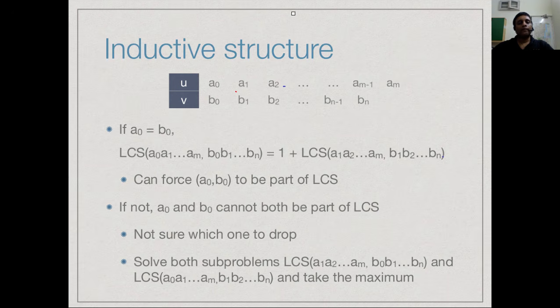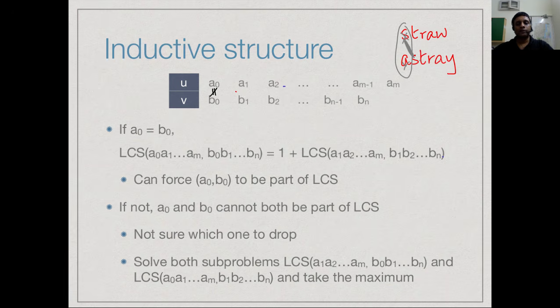Now, if it is not equal, then one is not sure what to do. It's not a sound idea to drop both. For instance, supposing I have something like "straw" and "stray". Then just because the S doesn't match the A, it doesn't mean that I should remove both of these, because I should keep the S alive to match with the next S. So both cannot be there because they don't equal each other.